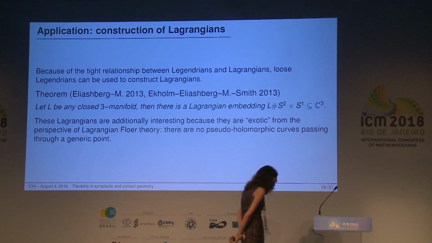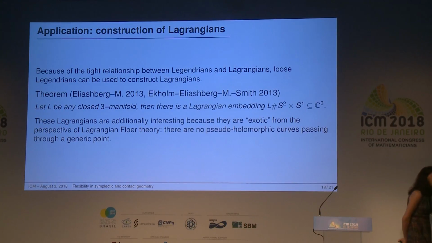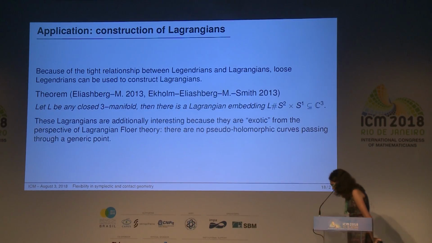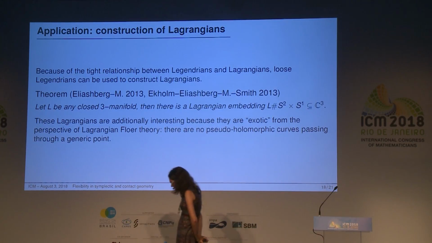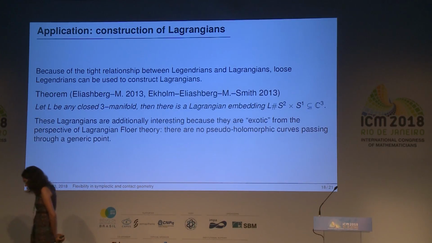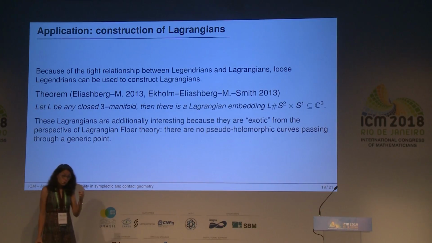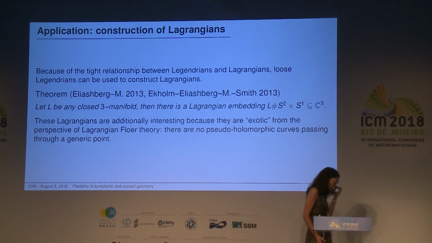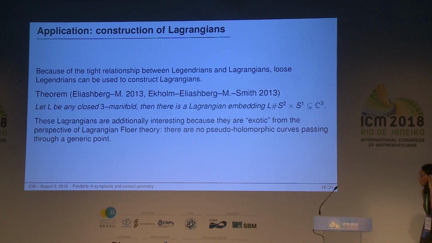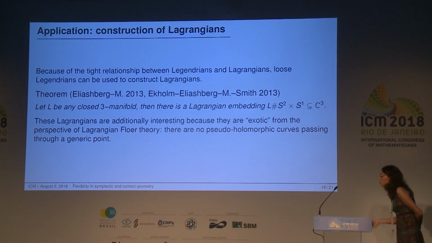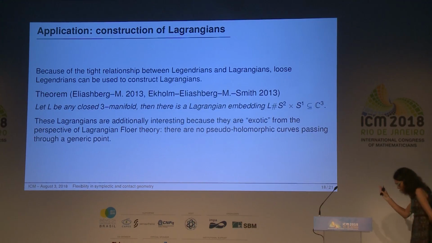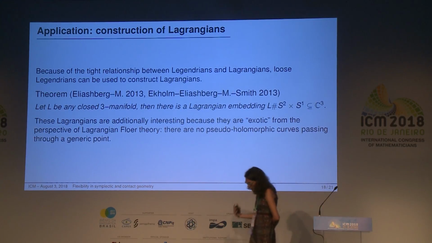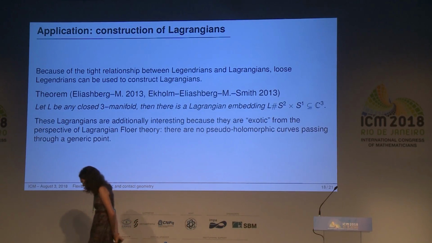So one thing to point out is that besides just their existence, these are interesting Lagrangians in that, from the perspective of Floer theory, for most points on the Lagrangian, generic points on the Lagrangian, there won't be any pseudo-holomorphic disks passing through that point. These are actually the first Lagrangians of this type that were discovered, I guess.